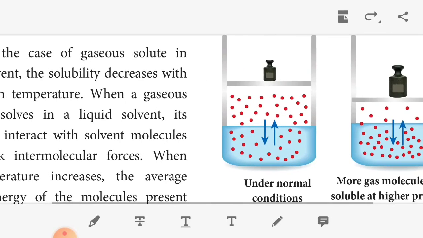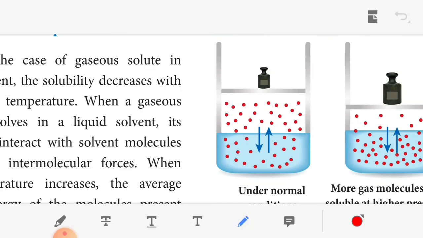Okay, so this is a diagram. This is the liquid form and this one is the gas. More molecules are soluble at a high pressure.